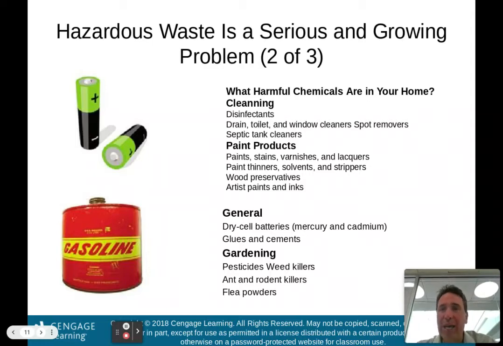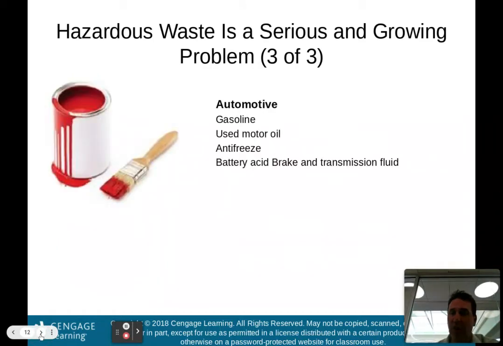So what harmful chemicals are in your home? For cleaning, disinfectant, right? Drain, toilet, spot removers, septic tank cleaners, any paint products, all right? General, like batteries and glues and cements, pesticide, weed killers, ant, rodent killers are hazardous. Gasoline, motor oil, antifreeze, all right? Any of that stuff is hazardous waste, and again, is in your home, and so the government doesn't regulate it.